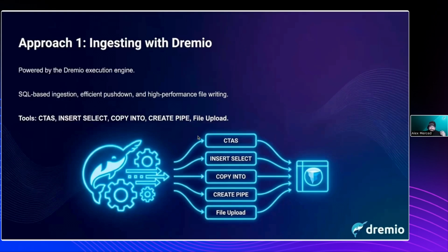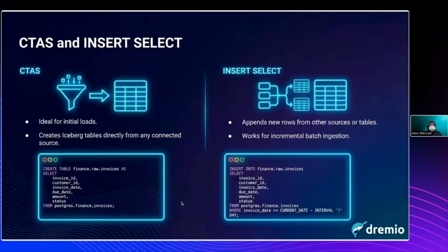But again, you also have the ability to use insert statements, copy into, which we'll talk about a little bit, and we'll even demo it. Create pipe just lets you automate copy into, and then file upload for really small ad hoc jobs. You can just ad hoc upload a CSV file, a Parquet file, a JSON file, and turn that right into an Iceberg table.